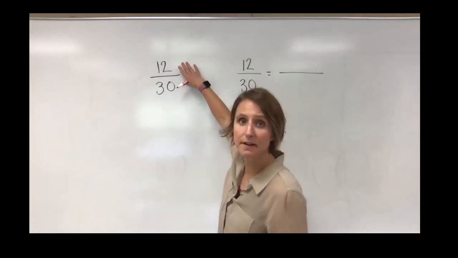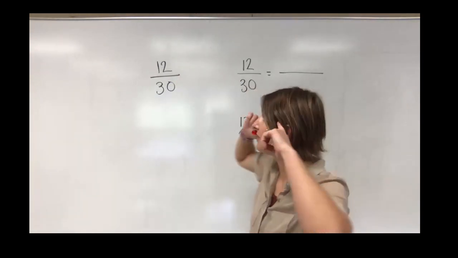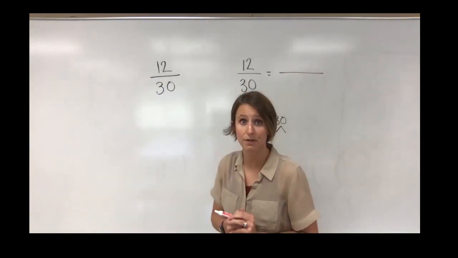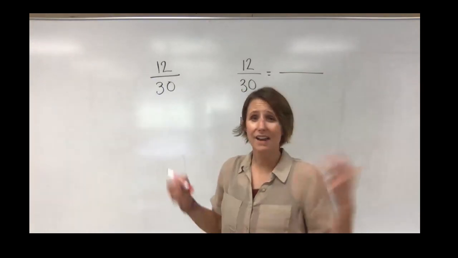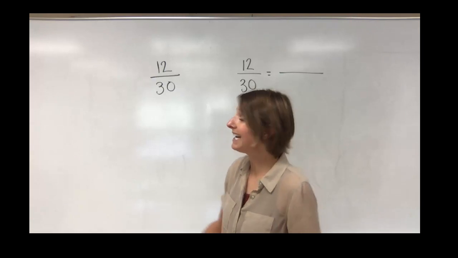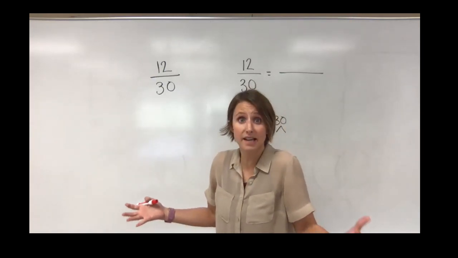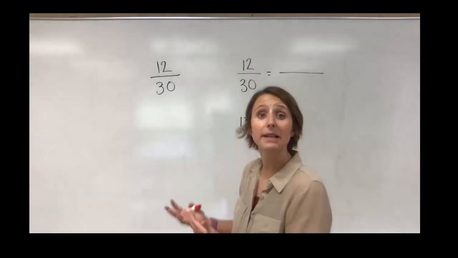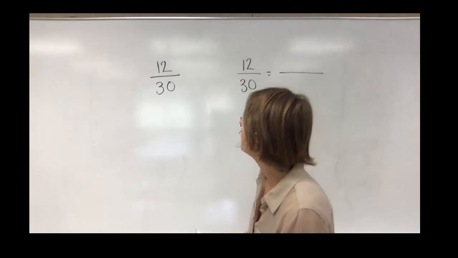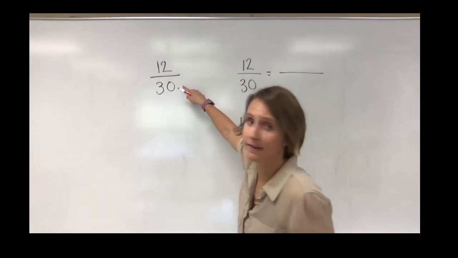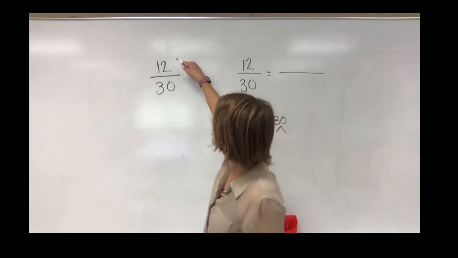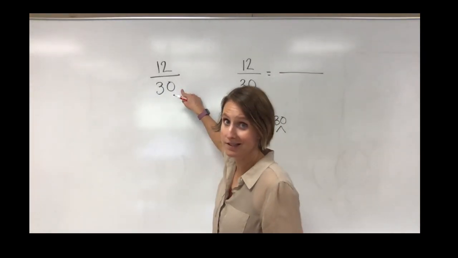If I want to simplify the fraction 12/30ths, I can think about what is the greatest common factor 12 and 30 share. If I'm not sure if it's the greatest common factor, I can still use it as long as it is a common factor. It might just take me a little bit longer to get to the simplest form. Well, I know 2 is a common factor of both of these. I know 3 is a common factor of both of these.